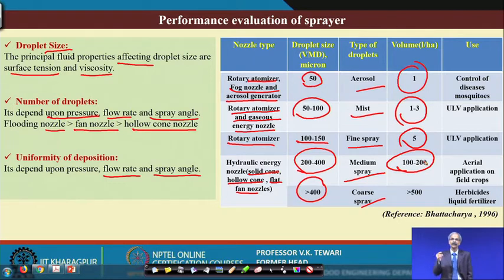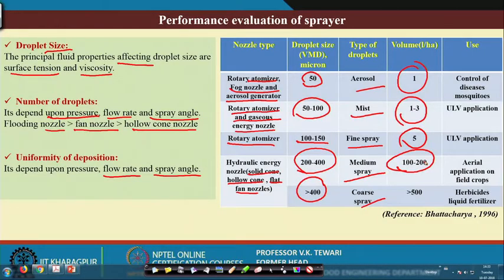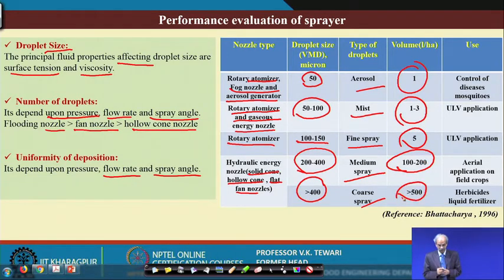Now, these are required because as per the crop you have, and depending upon the infestation which is already there in the crop, you will have to choose this, and accordingly you will choose the nozzles. So, these are given as a guideline which will help you when you are trying to design or select a particular nozzle. And if it is a very coarse spray, then it can go more than 500 liters per hectare.